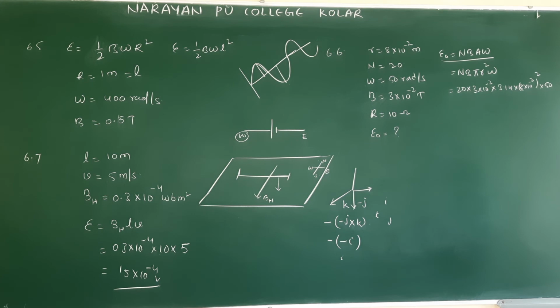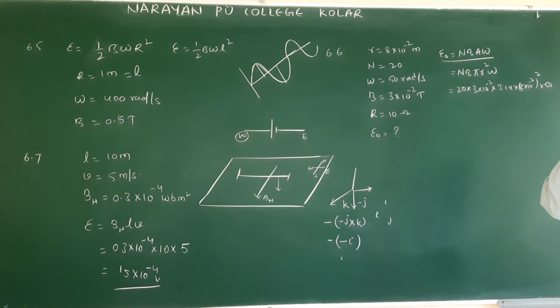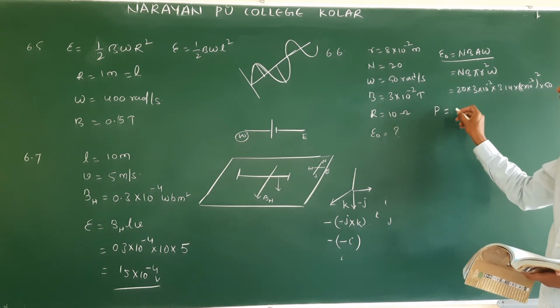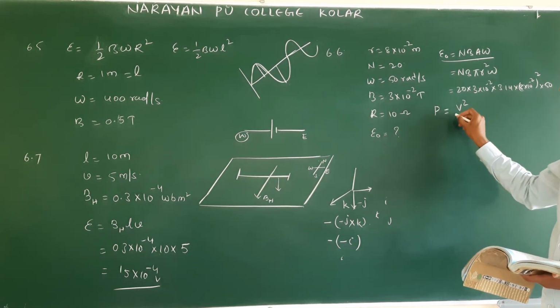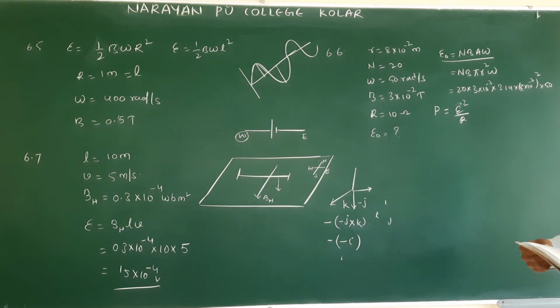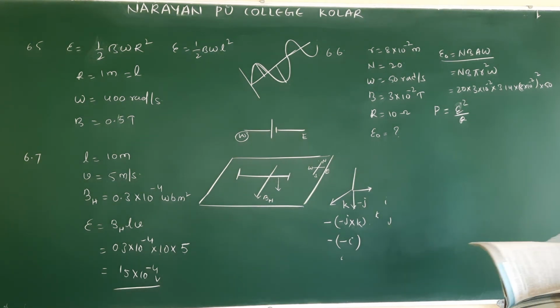Next, calculate the average power due to Joule heating. Where does the power come from? It comes mechanically. Who rotates this coil? We rotate the coil by using another device. And average power loss: power is equal to what? I square R or V square by R. So substitute the EMF we already calculated, then you will get the answer.